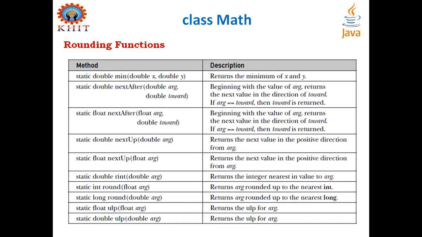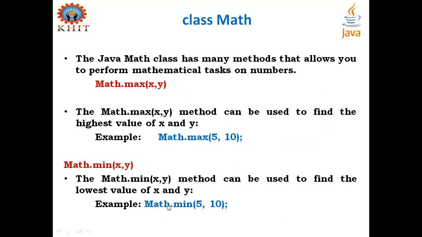And these are some more sets of values. Next up, rint. Rint means the value nearest to the argument. So when you give the argument to this function, it returns the integer nearest to the value passed as a parameter to this function, right? Round. And I told you that ULP returns the unit of last place, right? Unit of last place. And now some example programs.